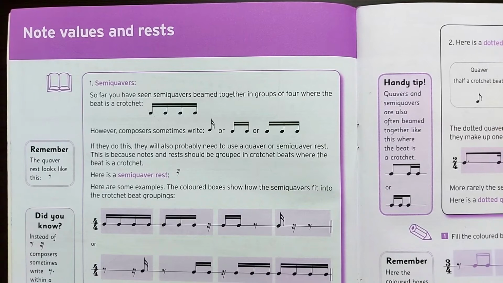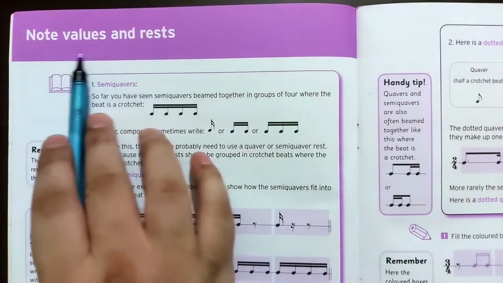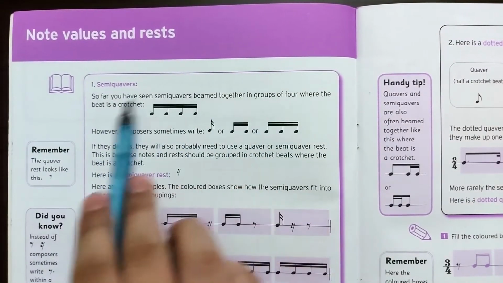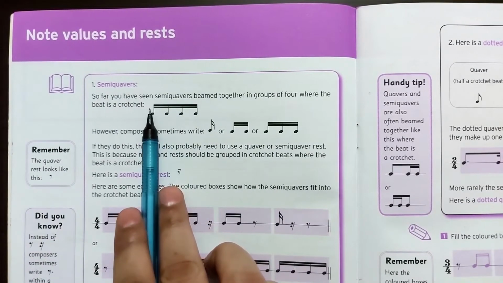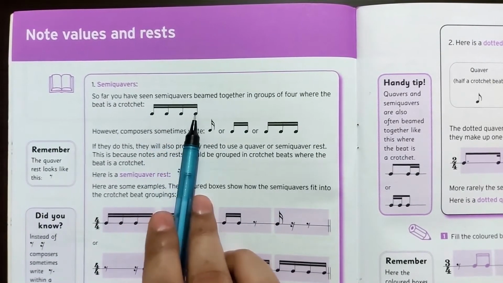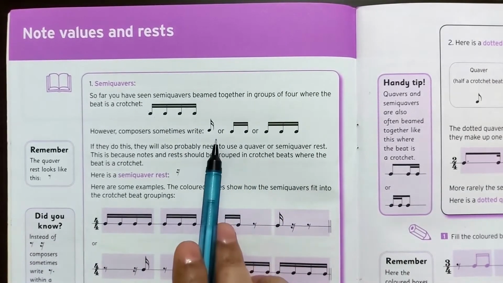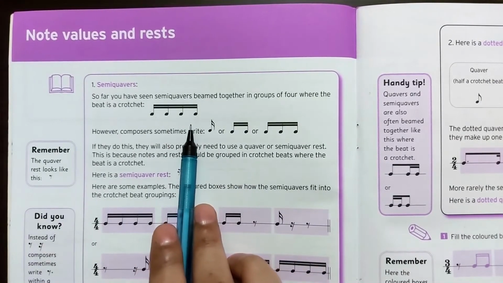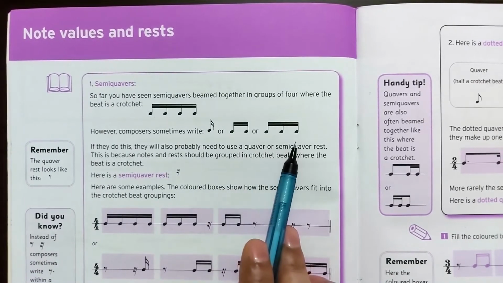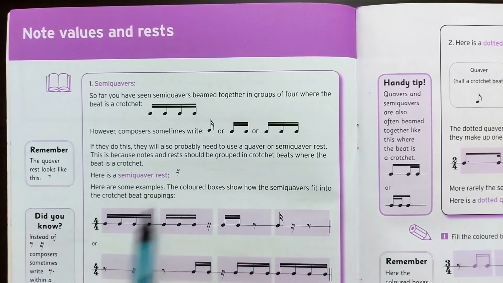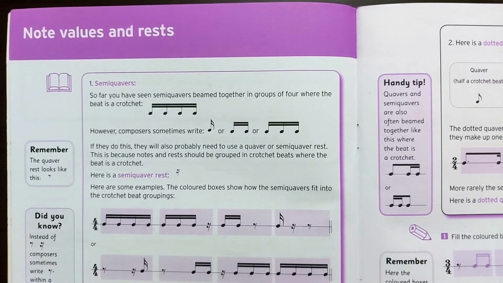So friends, today we are going to do the second topic, that is note values and rests. Now in grade 3 you will read that till now we have learned how to write quaver and semi-quaver notes in a beamed way, and now we'll learn the other patterns of it, how we can use the semi-quavers in a single, double or triple way. Okay, there's nothing much over here. I don't want to waste your time. You can also read and understand this.